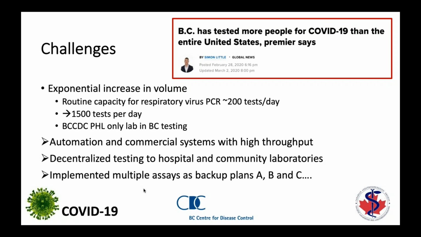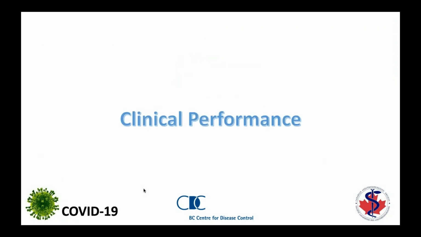And so we had to implement automation, bring in commercial systems with high throughput to minimize the burden and the reliance on our technologists. We also decentralized the testing to the hospital and the community laboratories. And due to the unreliability of reagents and swabs, we also had to implement multiple different assays as backup plans A, B, and C. I'm sure this approach is very familiar to anesthesiologists in the OR.